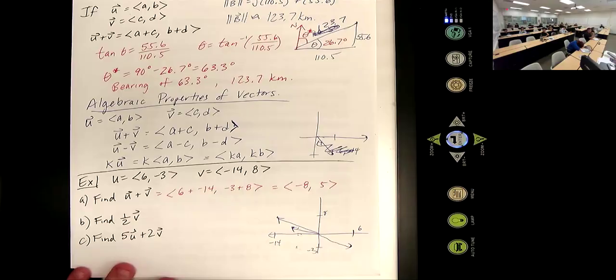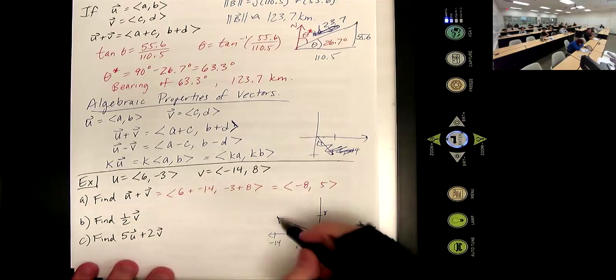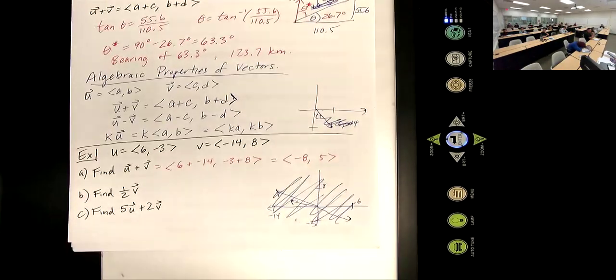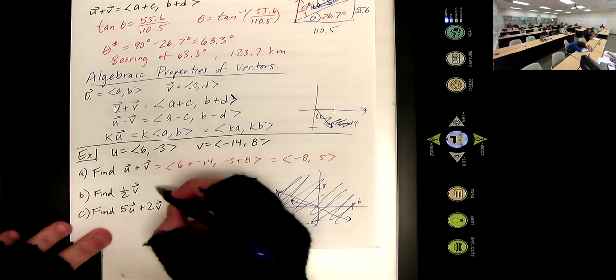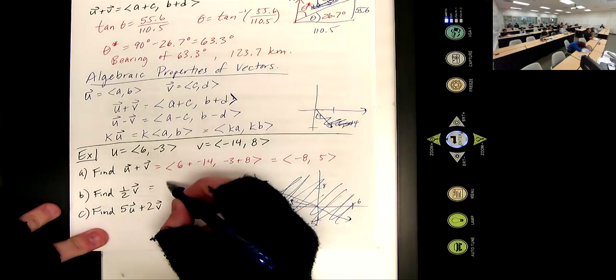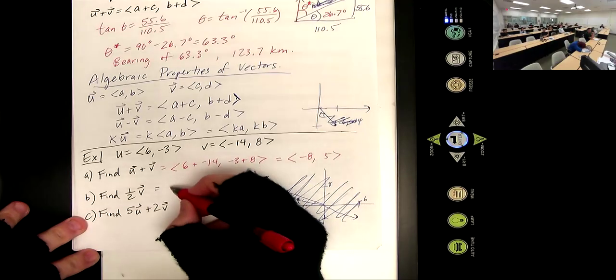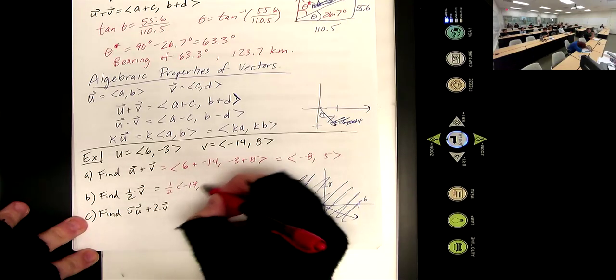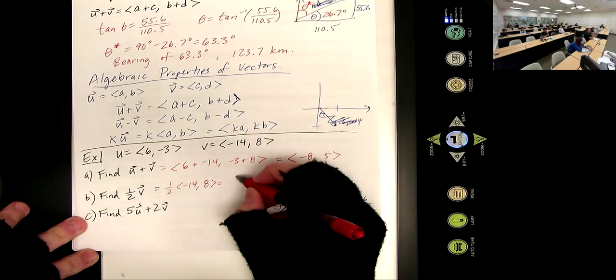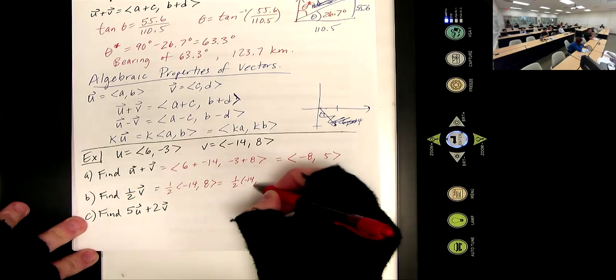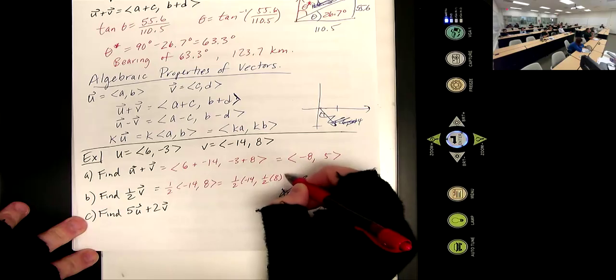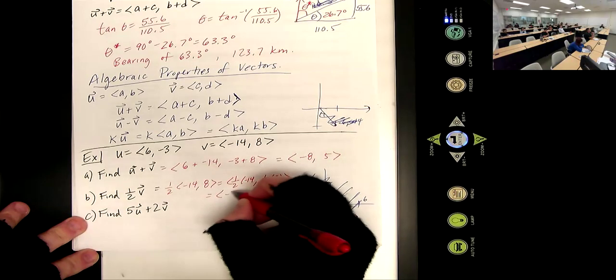If I drew it to scale, this would look better. The drawing's not good, never mind. If you draw it to scale, you can see one is completely overriding the other, it's a lot longer. Alright, what about 1/2 v? Just taking half of each value, which is going to give you -7, 4.